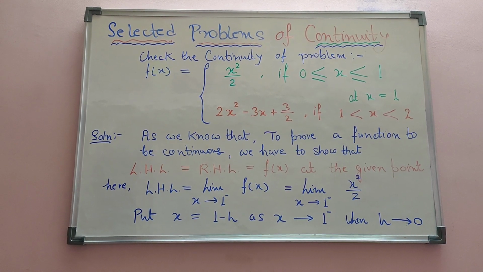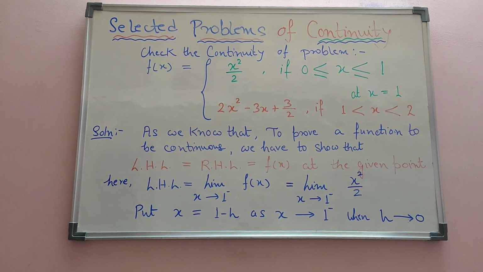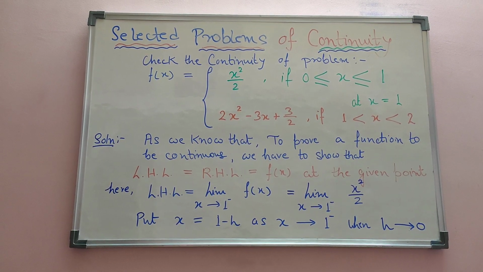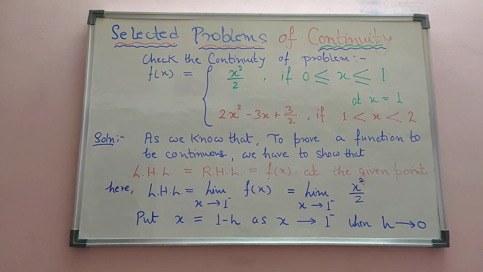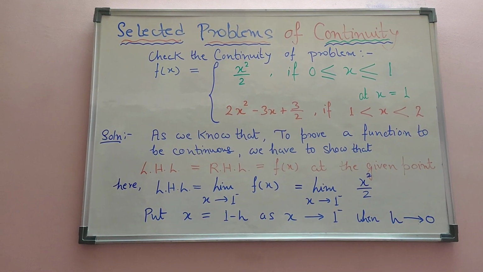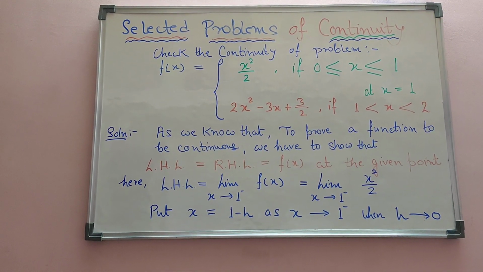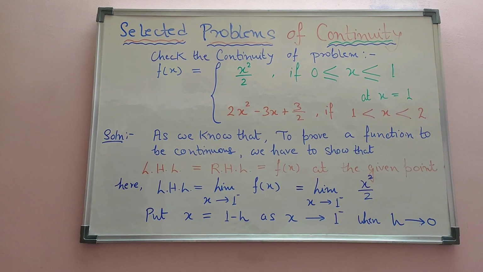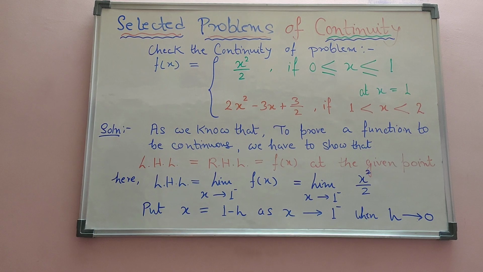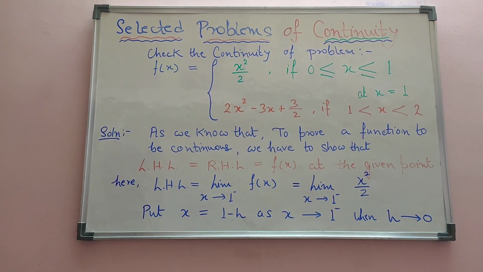First problem is to check the continuity of f of x equal to x square by 2 if x is given in the closed interval, it means 0 less than or equal to x less than or equal to 1. X belongs to 0 and 1, x lies between 0 and 1 including 0 and 1. Second equation is 2x square minus 3x plus 3 by 2 if x lies between 1 and 2.